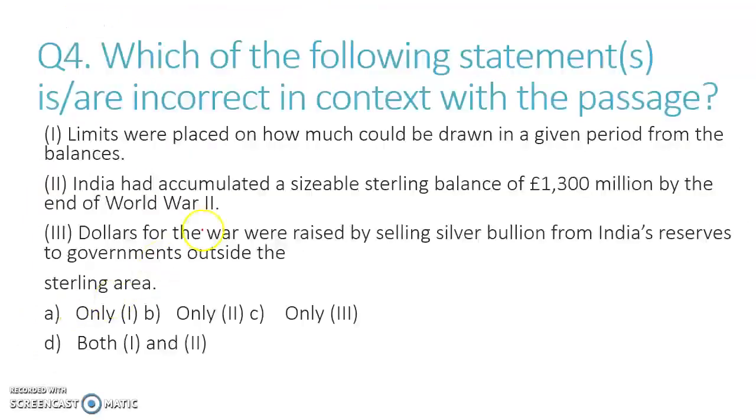Which of the following statements is incorrect in context of the passage? This is there. Second is true. Third is true. So only the first is untrue. Only the first is the right answer.